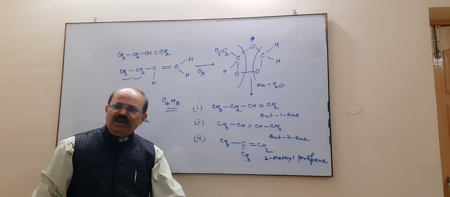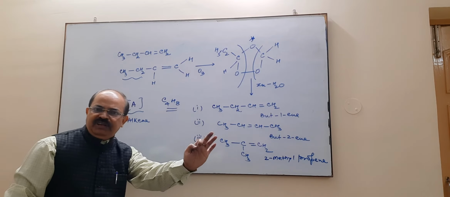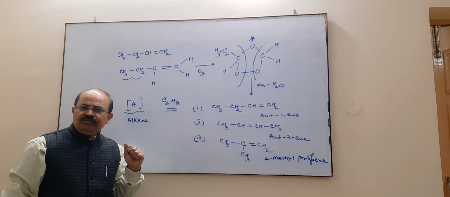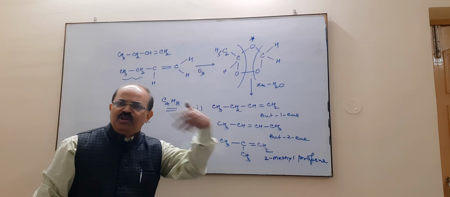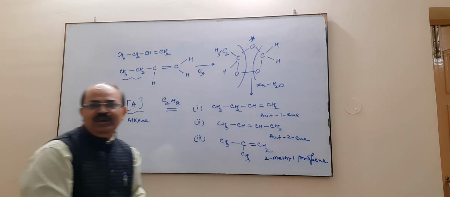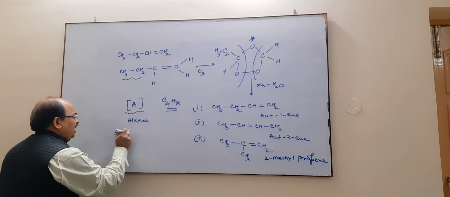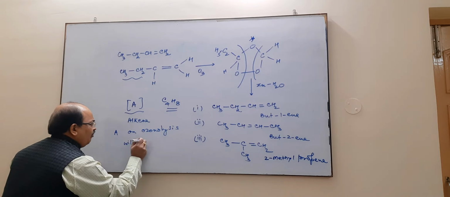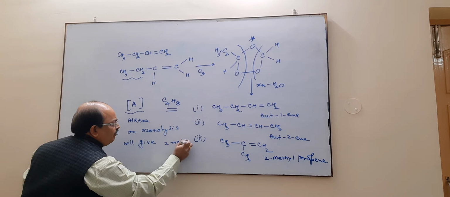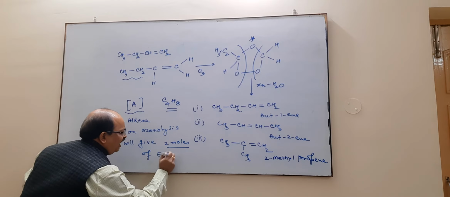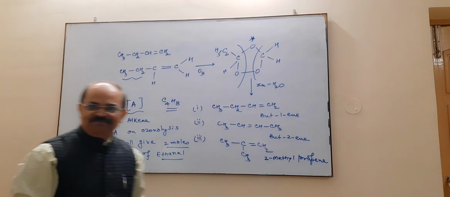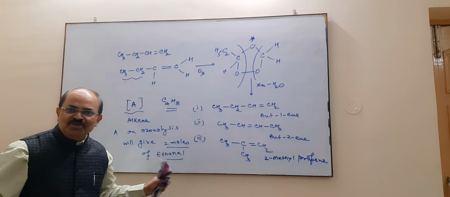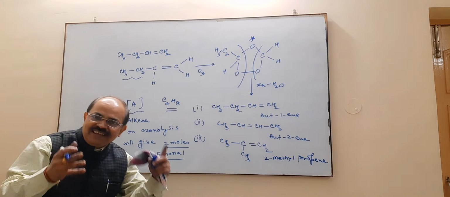But with the help of ozonolysis, we can clarify which alkene it actually is. Suppose the information given is that A on ozonolysis will give 2 moles of ethanal, that is acetaldehyde.